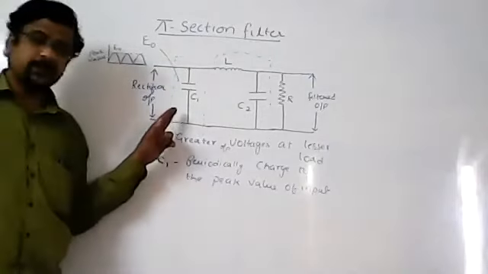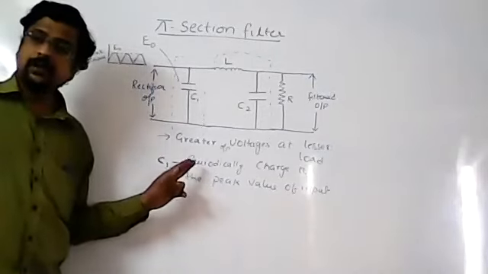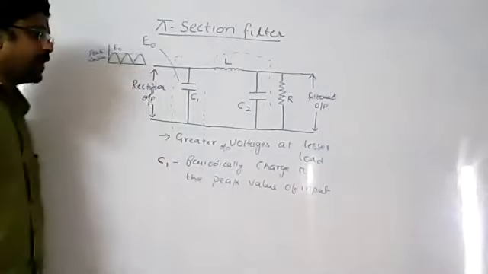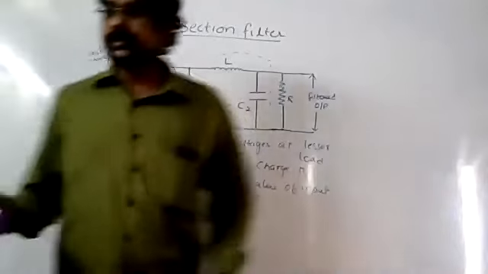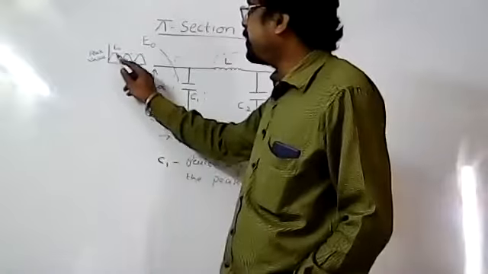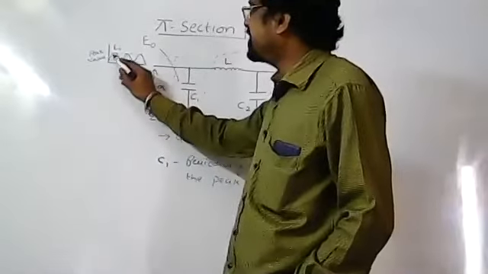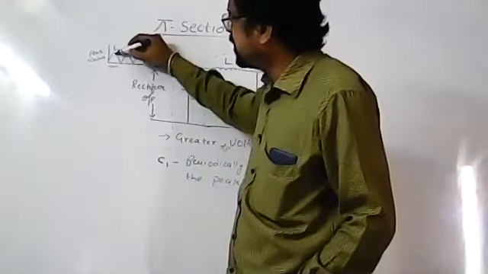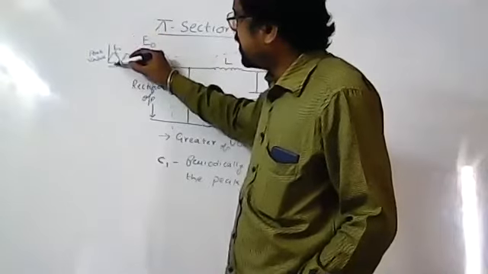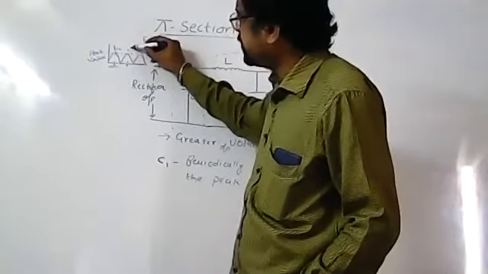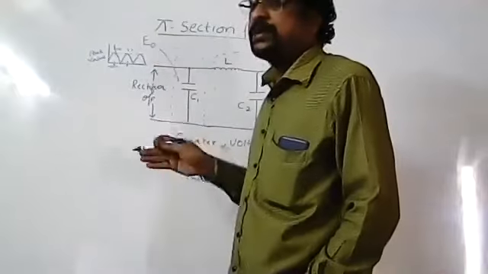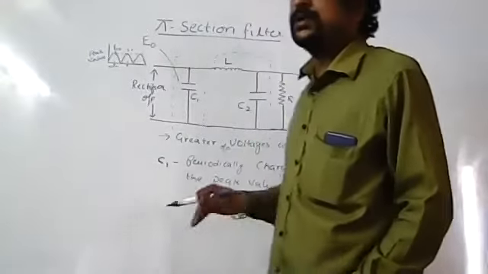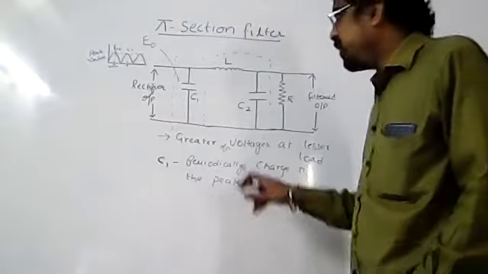Periodically means at regular intervals of time. Why is it periodically charging? Because the input is a periodic repetition of the signal. The signal is repeated after this amount of delay. That means the signal approaches the peak value at this time, and after an interval of time, it again goes to the peak value. So at regular intervals it reaches the maximum value, and hence C1 is also charged periodically to the maximum.